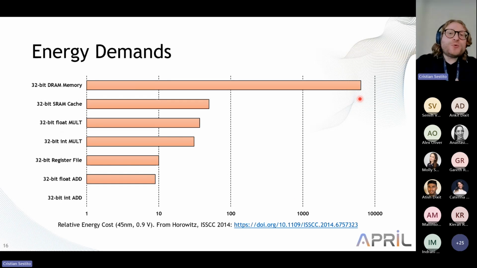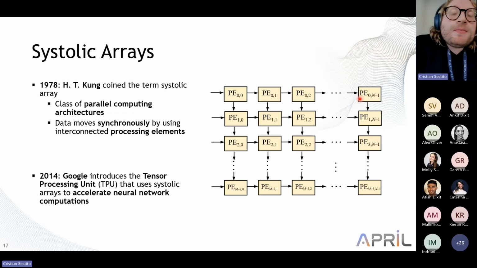So if we do many readings from the external memory without finding a suitable way to buffer the data locally in order to enable a sort of data reuse, this will impact your energy demands significantly. And so the overall energy efficiency of your architecture will be lowered. So this is the key motivation behind the use of systolic arrays, also in everyday research.